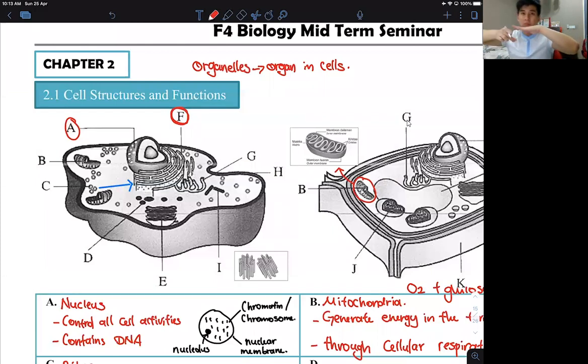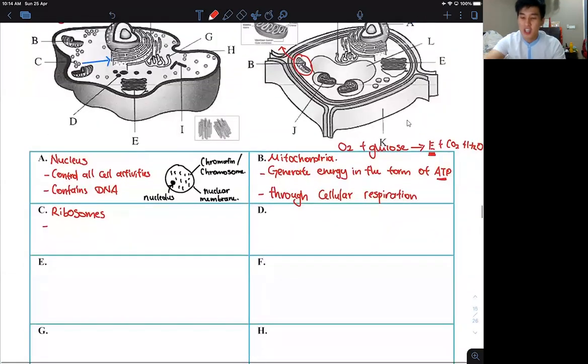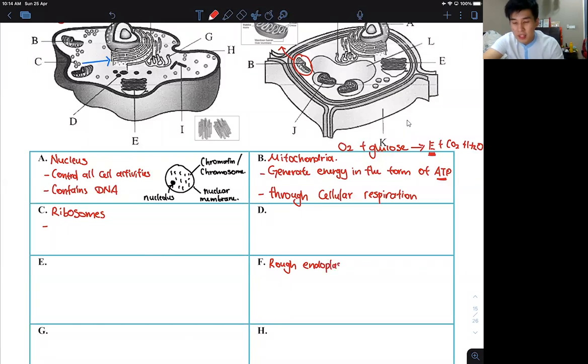So the ribosomes are like pimples. This layer thing is like your face, and if your face has a lot of pimples, how does it feel? It will feel very rough. So this thing is called the rough endoplasmic reticulum.